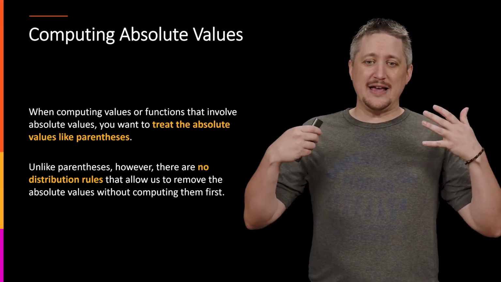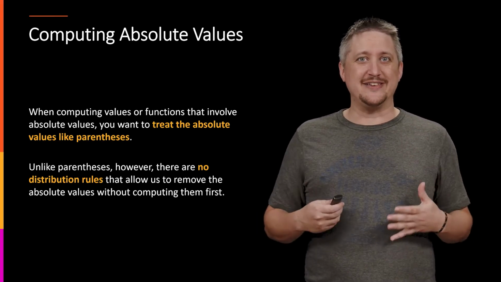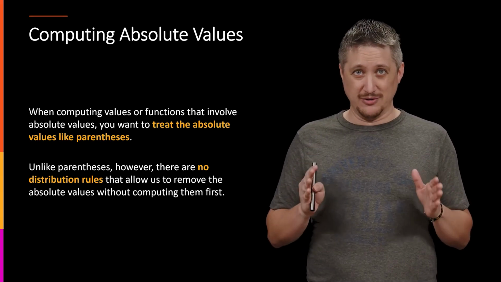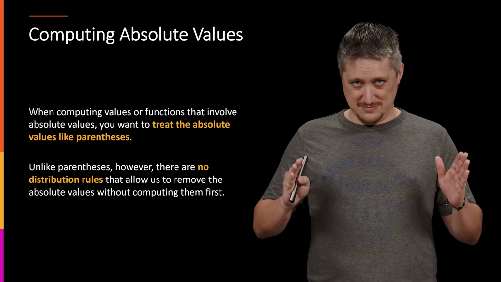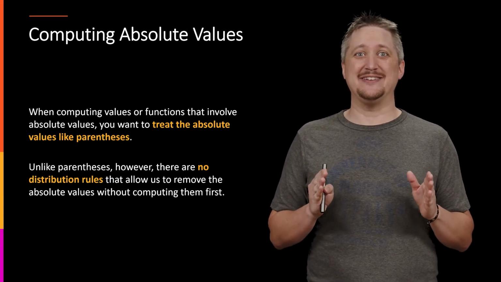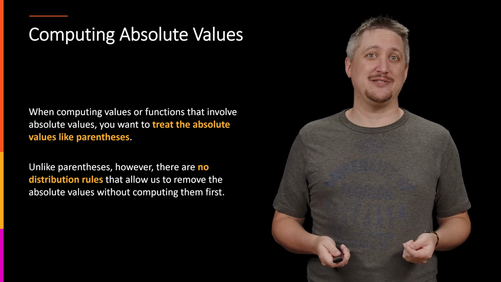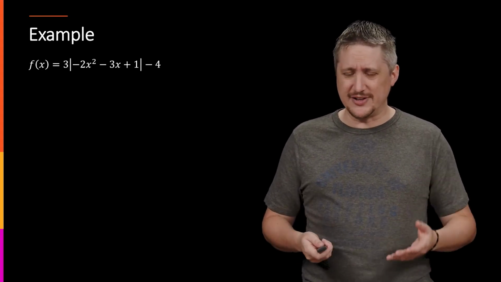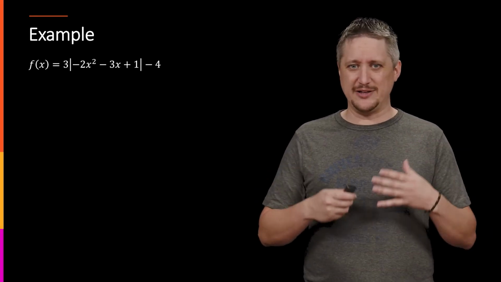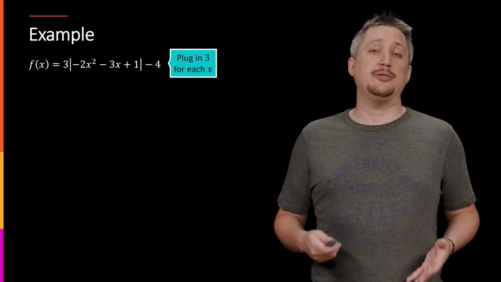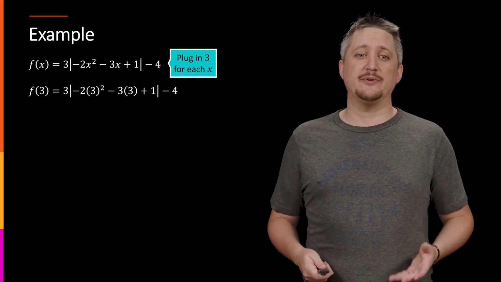So the important part here is that if you're going to compute with a number, then you have to do all of the inside without changing anything. You do all of the inside at that number and then evaluate the absolute value at the very end. So let's see what we mean. Let's say we have this example here: 3 times the absolute value of this quadratic, all minus 4. And let's say we want to evaluate this at 3. So we want to plug in f of 3.